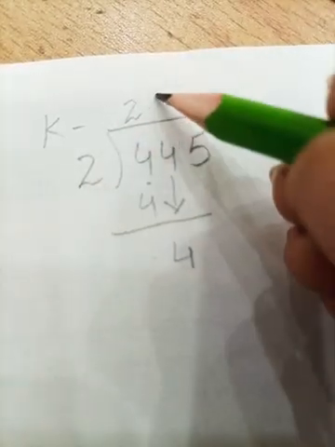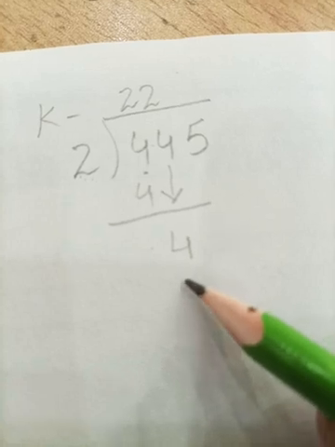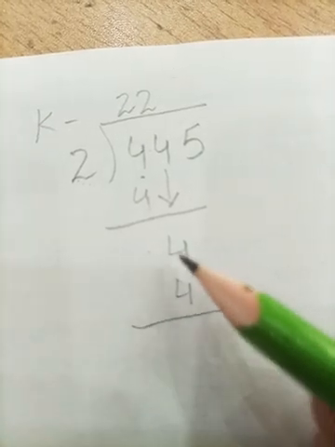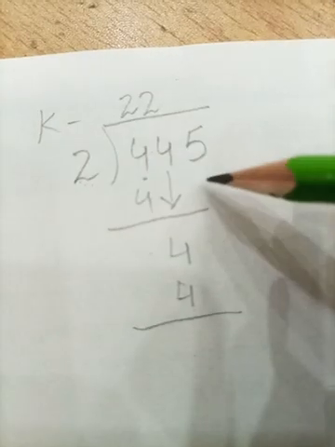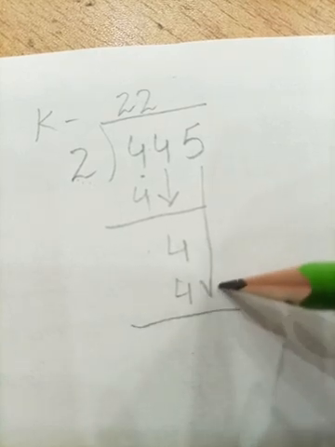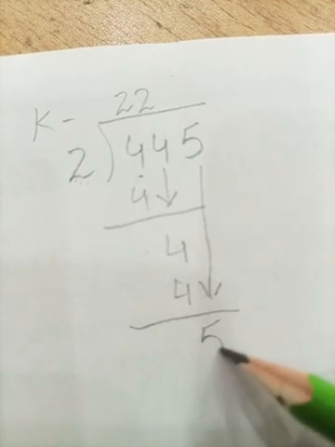So we are taking our tens down here, that is the 4. First, again we will do 2 2s are 4. Very good. Next step is subtraction. 4 minus 4, that is 0. So we are taking our ones down here, that is the 5.